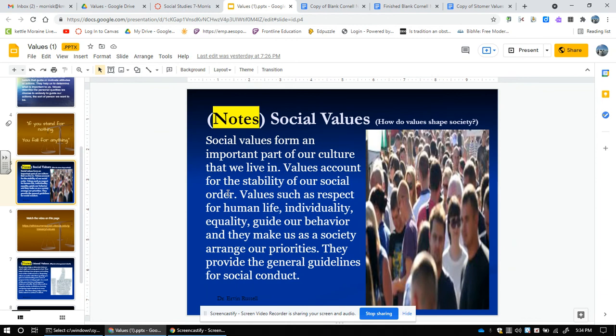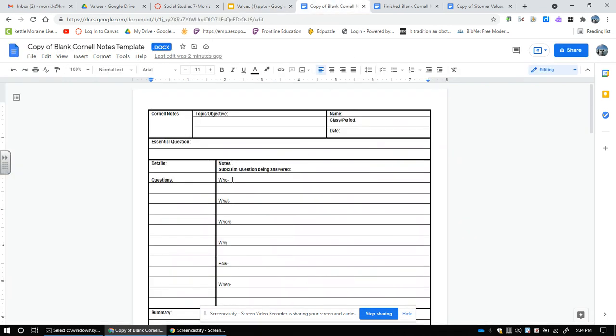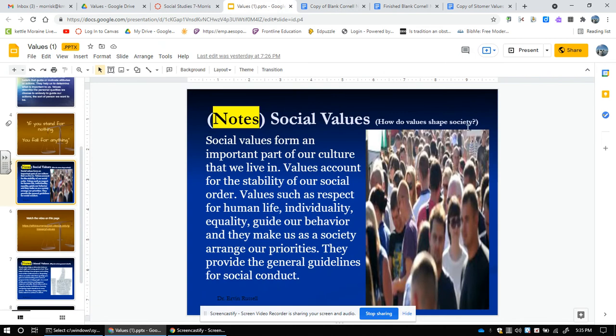Now I'm going to rush through this part because you probably already have this figured out. But I'm going to read this little article here and answer this question. This is my section. As I read this, I know social values form an important part of the culture that we live in. So the who: we. What? Social values form an important part of our culture. I'm going to put that right here. Who, what, and don't forget the question I'm answering goes right here. And the question I'm answering is, how do values shape society?